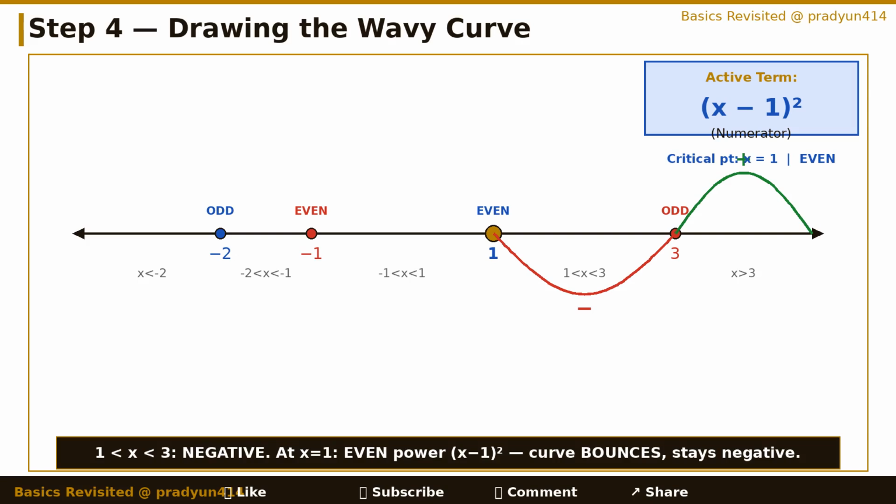Between x equals negative 1 and 1, still negative. At x equals negative 1, even power, curve bounces, still negative. Then between negative 2 and negative 1, still negative. At x equals negative 2, odd power, the curve crosses. For x less than negative 2, the function becomes positive.